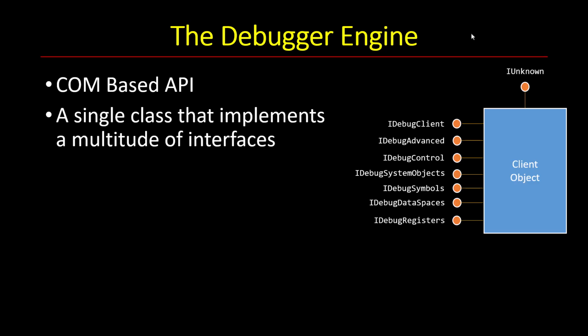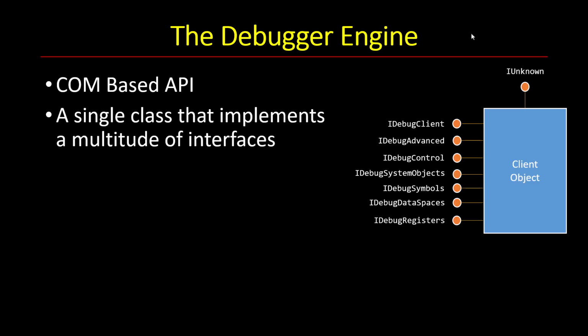We have an object that is referred to as the client object in the documentation for the debugger API, and this one implements a bunch of COM interfaces. You can see here the main ones that we're going to use. We're going to use only a subset of those, as needed. Each one, of course, has its own set of methods.